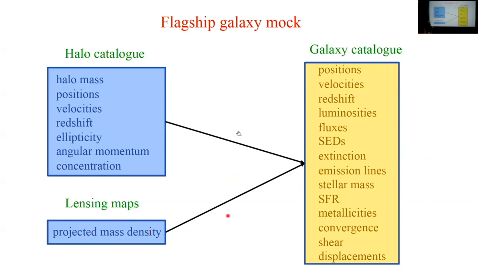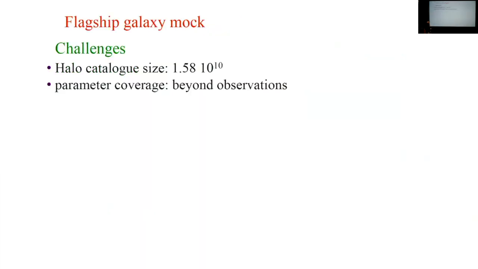And from that, basically, we want to get a galaxy catalog with a lot of properties for each galaxy. How do we go from left to right? You say, well, machine learning it. That's what Paco does, but we took a different route. One of the challenges is that the halo catalog is 10 billion halos. So whatever you do, it has to be fast and efficient. Machine learning is built for that.